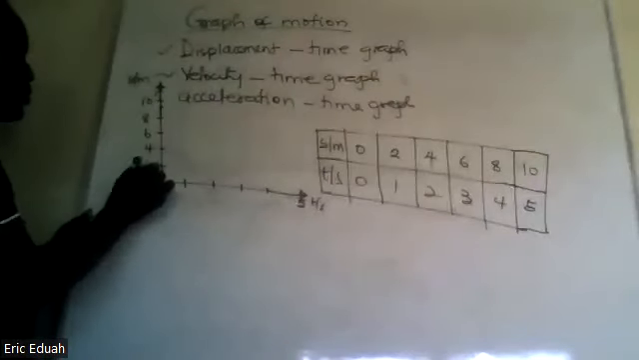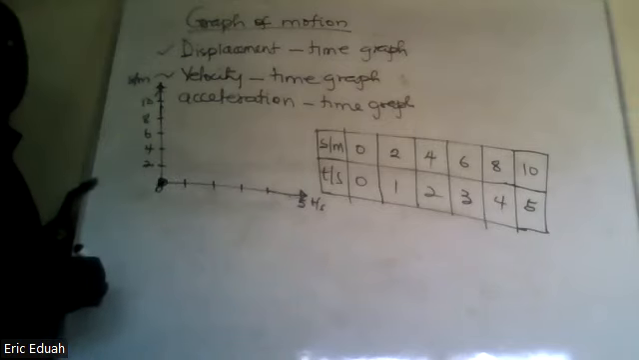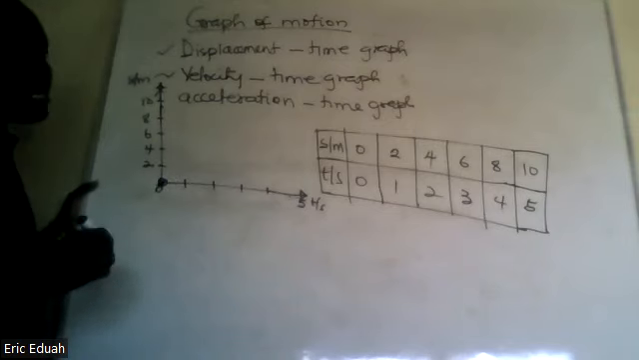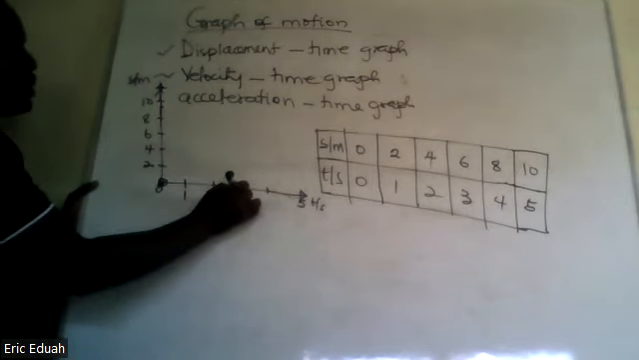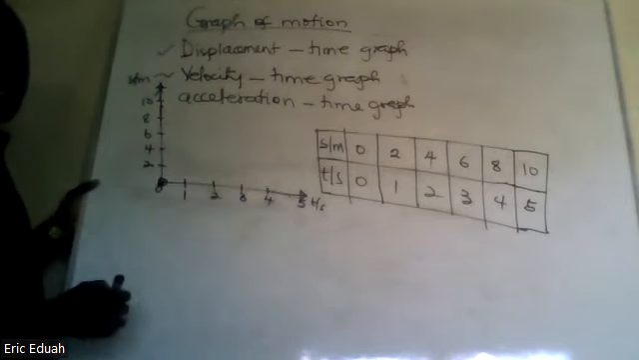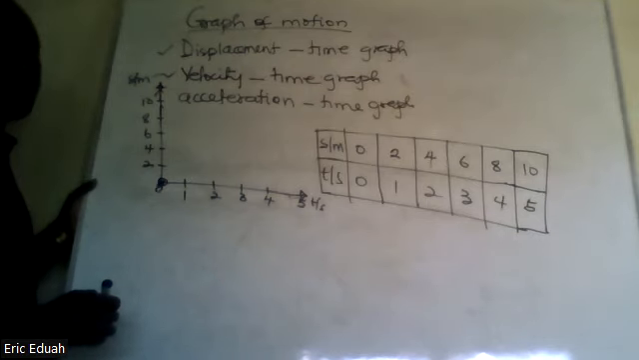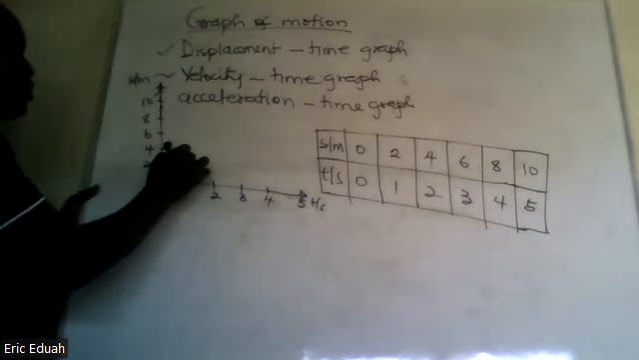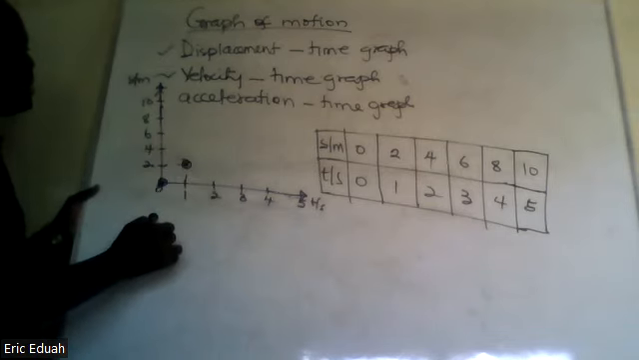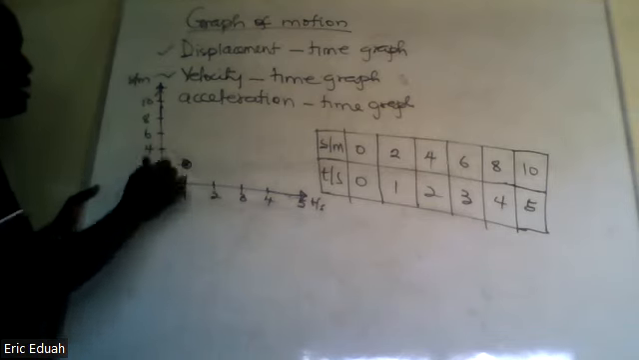At time t equal to 0, displacement is 0. At time t equal to 1, so this is 1, 2, 3, 4, 5, the distance covered is 2. At time t equal to 2, distance 4.